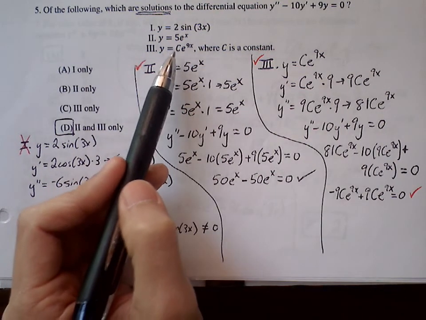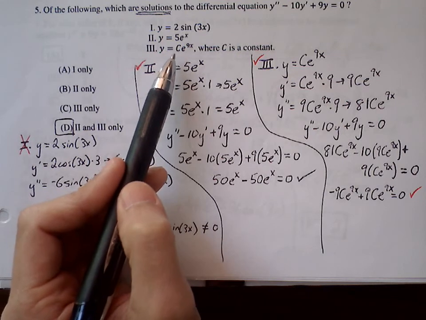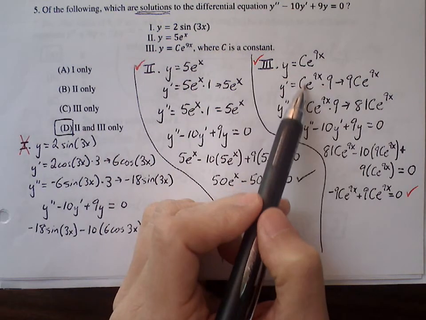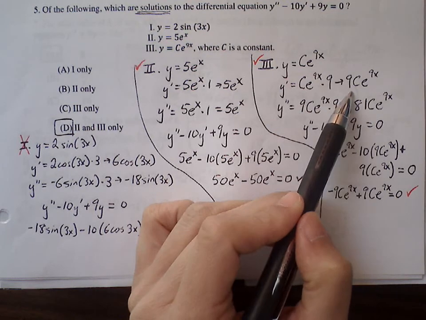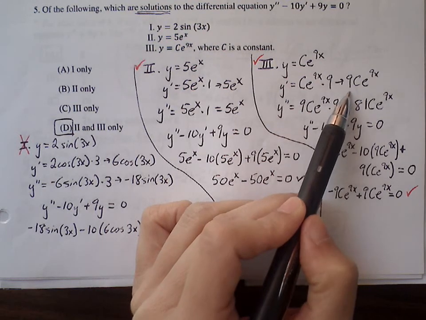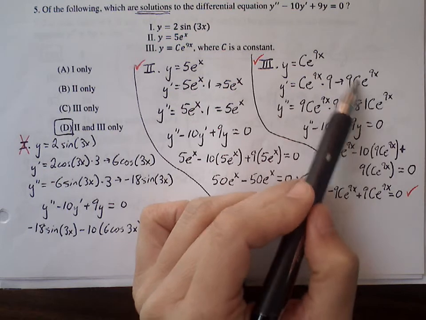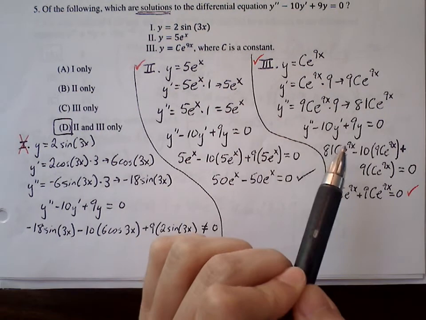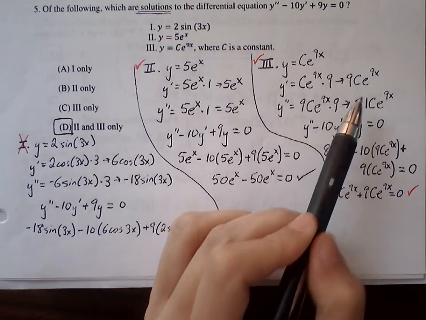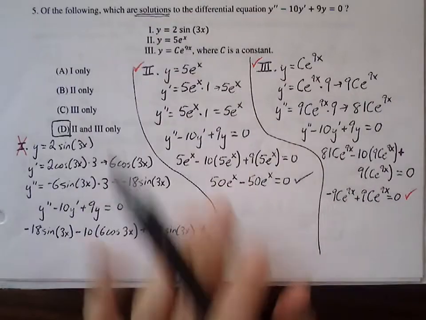Ce to the 9x, c is a constant, so treat c like you would a number. The derivative of ce to the 9x is ce to the 9x times 9, or 9ce to the 9x. The second derivative here is just e to the 9x times 9 with a 9c in front, which becomes 81ce to the 9x. So let's put all of these into our differential equation.